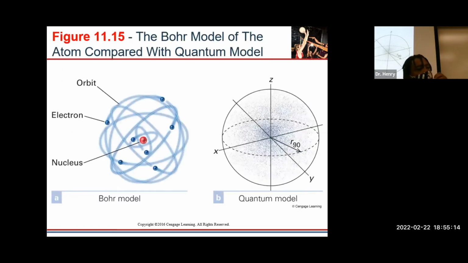Okay, so now Bohr basically had said that the electrons are orbiting the nucleus, right? And he just kind of generally said, okay, it's orbiting the nucleus, kind of like how the Earth orbits the sun, right? But in reality, that's not the case. It has very defined orbits.